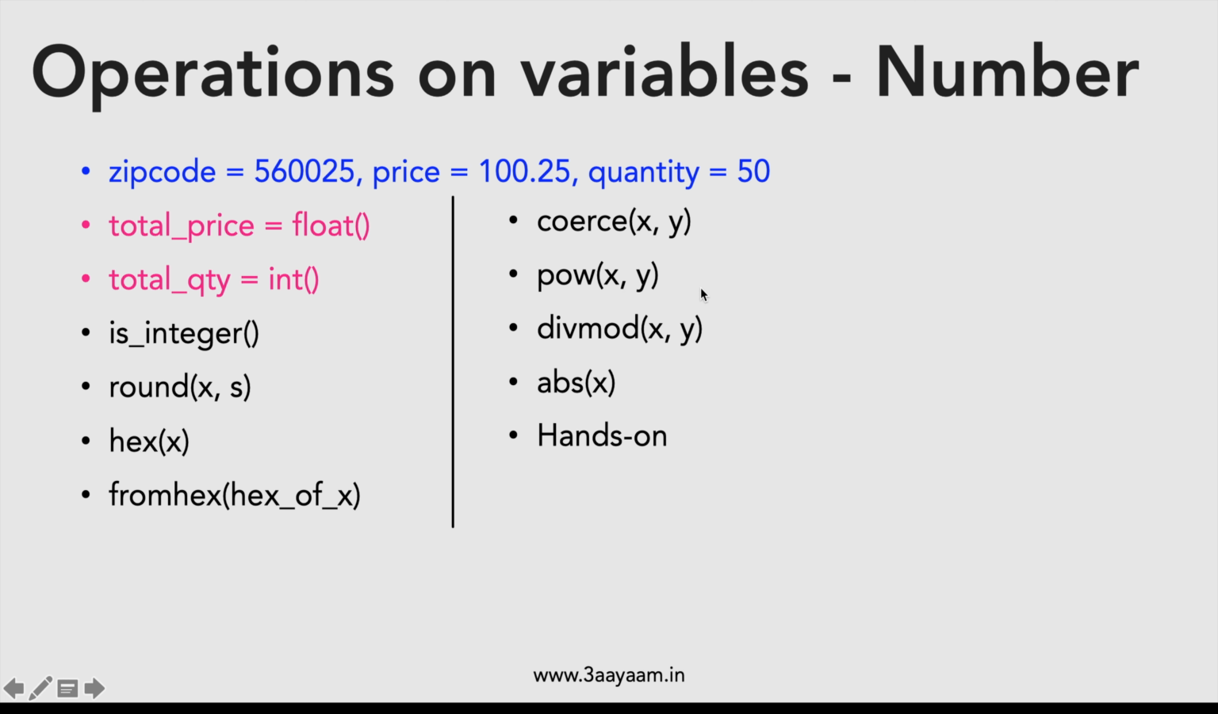So power is basically, let's say 2 to the power 3, you can mention pow(2, 3). And coerce should translate two numbers into the same form. For example, we mention 2.5 comma 3. Then what would happen is both of them would be converted to float. And divmod would divide, let's say, x by y, and it will return a tuple which would contain the quotient and the remainder. And then we have absolute, which will give you the absolute value.